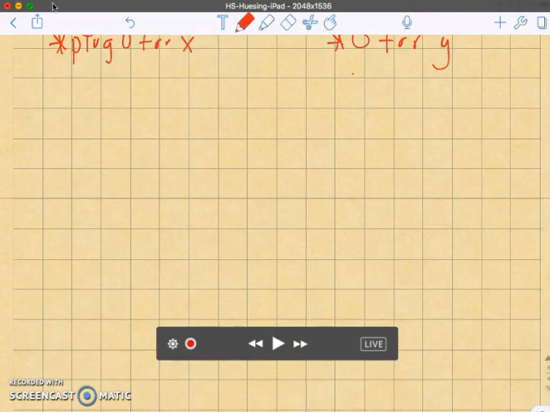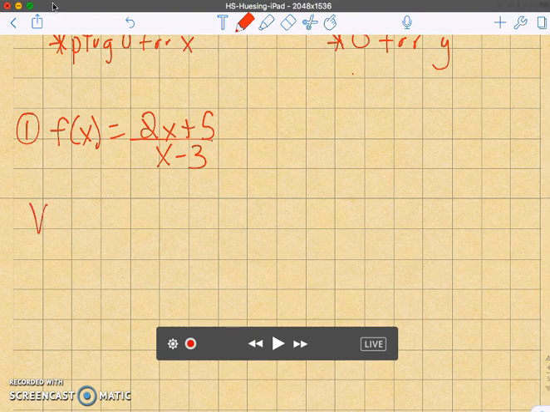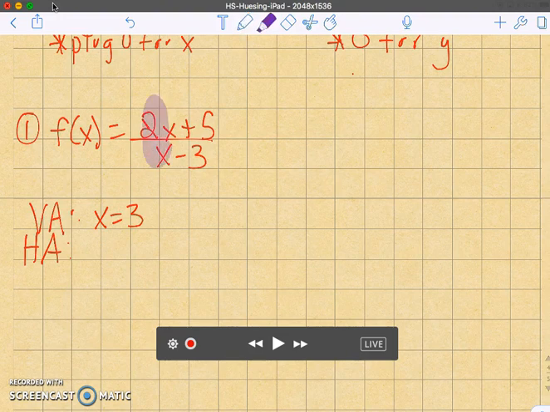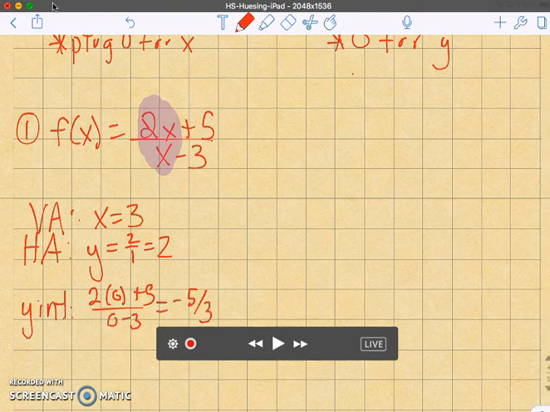So let's take a look at one and see if we can find this stuff without looking at the graph. Let's say we had f of x equals 2x plus 5 over x minus 3. Our vertical asymptote, we look in the denominator. So it's at x equals 3. Our horizontal asymptote, if we look at our powers, they're the same. So it would be y equals 2 over 1, which is just 2. Our y-intercept, we plug in 0. So 2 times 0 plus 5 over 0 minus 3. So we have negative 5/3.